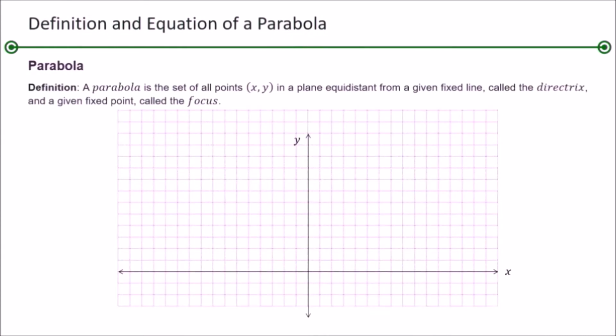Definition and equation of a parabola. A parabola is the set of all points xy in a plane equidistant from a given fixed line called the directrix and a given fixed point called the focus.